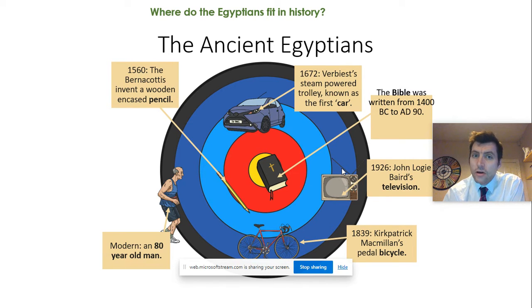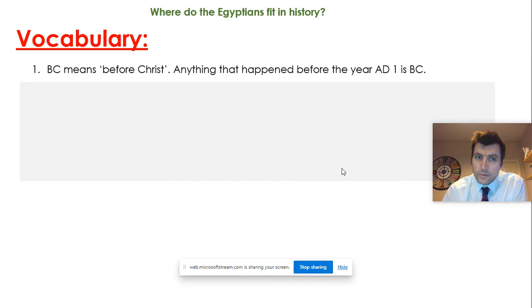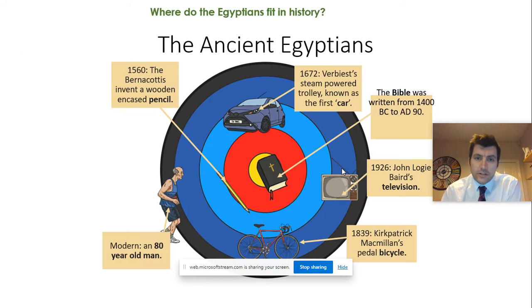A truly long time ago, nearly ancient, would have been the Bible, which was written between 1400 BC and AD 90. Now, AD and BC we'll talk about in a minute. That means that most people think more than 1,900 years ago would be AD 90. Okay, so that's when people think that the Bible was most recently created. Now there's some words that we've used there, but to go back to this, we can see 1400 BC and AD 90 for when the Bible was written.